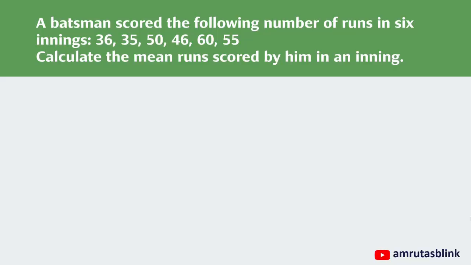Next example. A batsman scored the following number of runs in 6 innings: 36, 35, 50, 46, 60, 55. Calculate the mean runs scored by him in that inning. So we'll calculate total runs: 36 plus 35 plus 50 plus 46 plus 60 plus 55, that is 282. We need to calculate the mean runs scored by him. So mean runs, that is we need to calculate arithmetic mean.